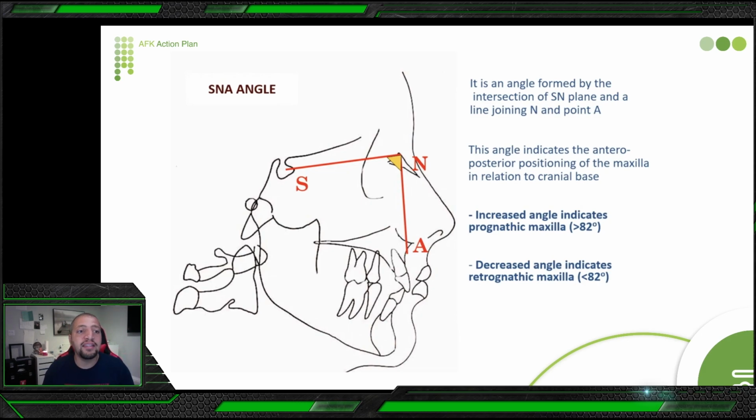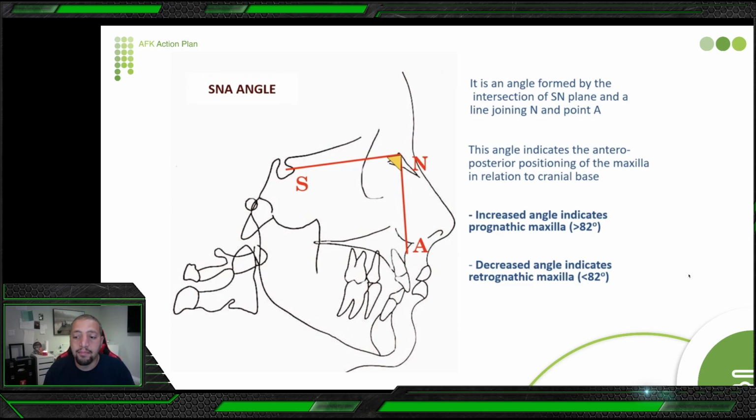With that being said, let's discuss the other angle. SNA, same concept, but it's about the maxilla. It's the angle formed by the intersection of the SN plane and the line joining nasion and point A. Point A is in the maxilla, point B in the mandible. This angle indicates the anteroposterior positioning of the maxilla in relation to the cranial base. An increased angle, more than 82, means a prognathic maxilla. A decreased angle, less than 82, would mean a retrognathic maxilla.